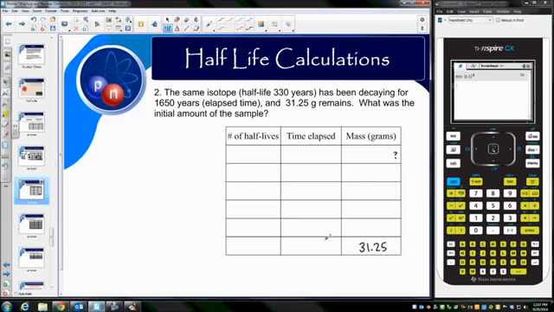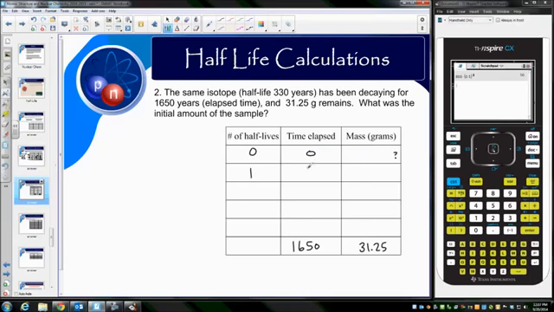When you make a table on your own, you'll be making a free table. You can move things around. We don't know the total time. Oh no, we do know the total time elapsed is 1,650 years. At 0 half-lives, 0 time has elapsed. We don't know our mass.